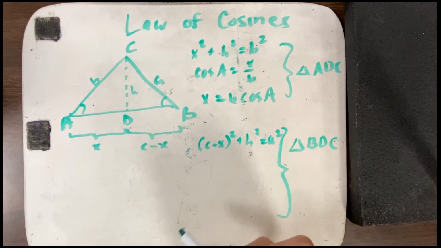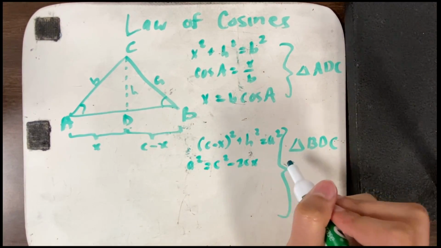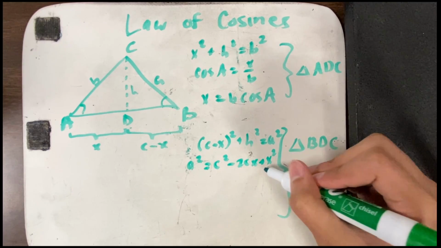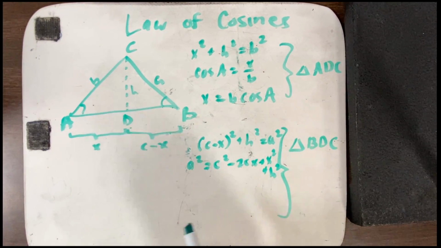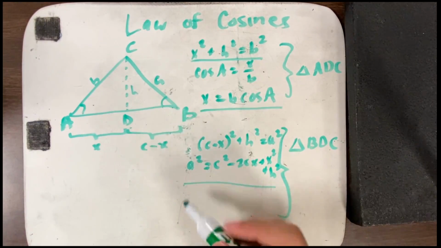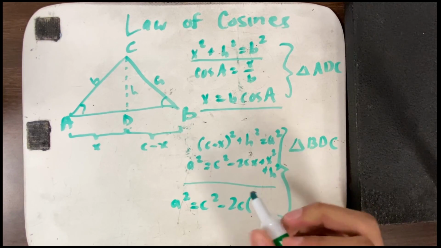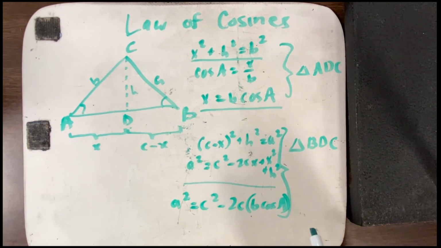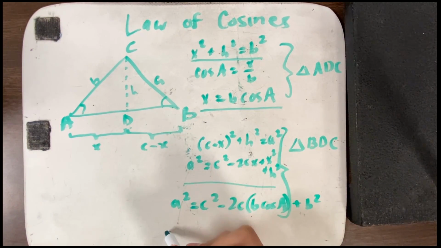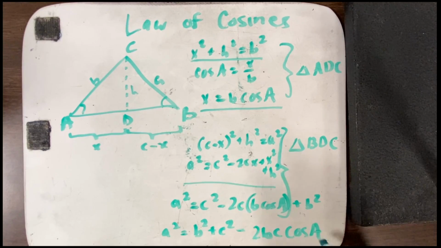And you multiply that out, and what we're going to get is that a squared equals c squared minus 2cx plus x squared plus h squared. Now, if you use this formula in tandem with the other two, what you're going to see is basically the law of cosines, where a squared equals c squared minus 2cb cosine A plus b squared, right? But we write that in a better way so that it looks better and it's easier to understand. A squared equals b squared plus c squared minus 2bc cosine A. There you go.